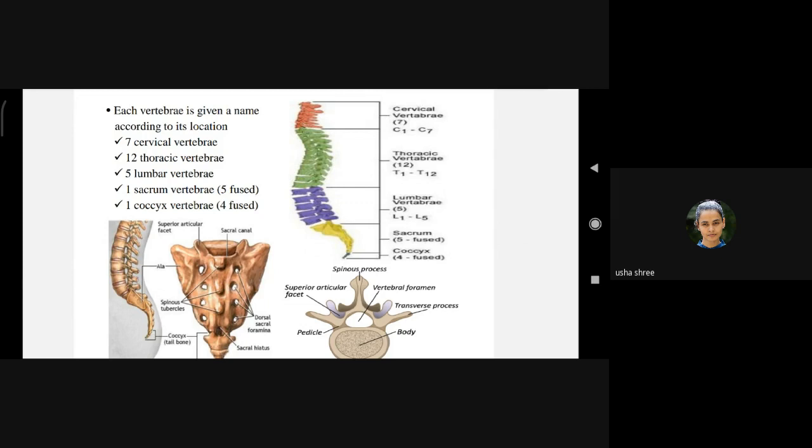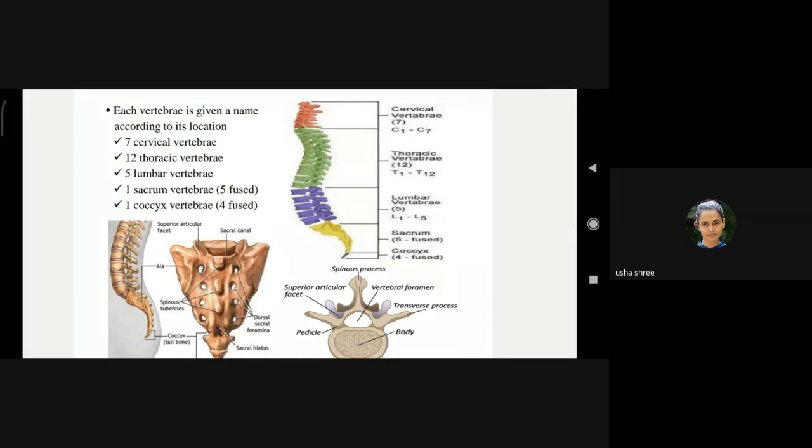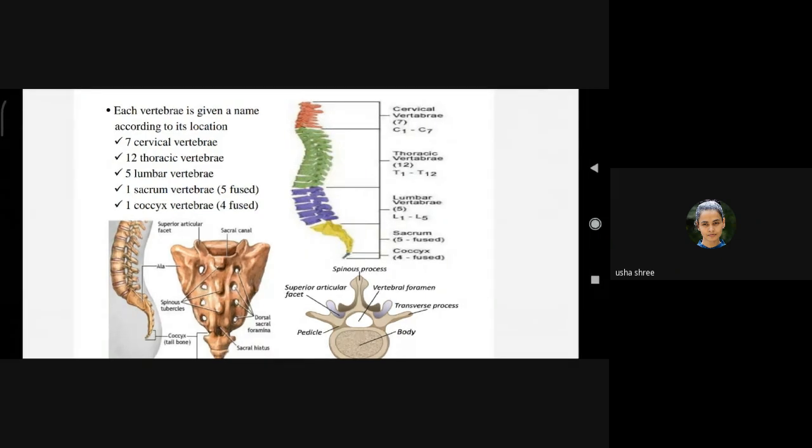Just like that, below thoracic, there is the lumbar region. The lumbar region consists of 5 vertebrae, which is under the thoracic region. Below the thoracic region, there is a little curved area, that is the lumbar region. And below the lumbar region, there is the sacrum.